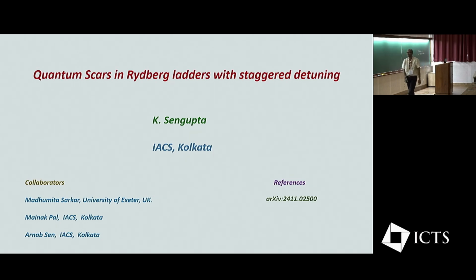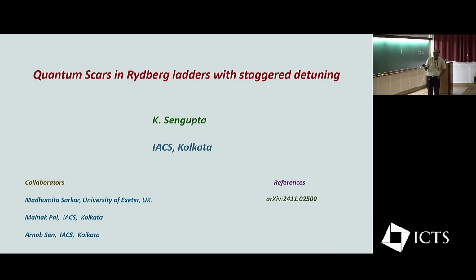But okay, to start with, I'm going to talk about some quantum scars in Rydberg ladders with staggered detuning. And in the event that I don't get to finish the entire part of it, let me just tell you the main result. What we found is that these scars are very different from their well-known counterparts in the chain. As you know, in the Rydberg chain, these quantum scars are very well-known and they have been experimentally found. And the idea of this work is to highlight this difference.